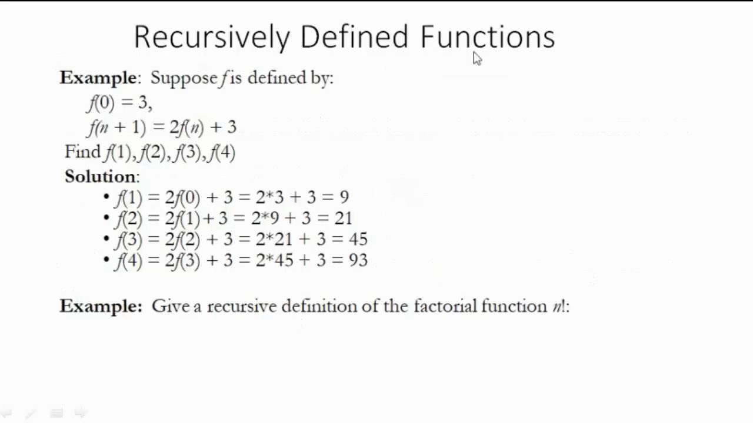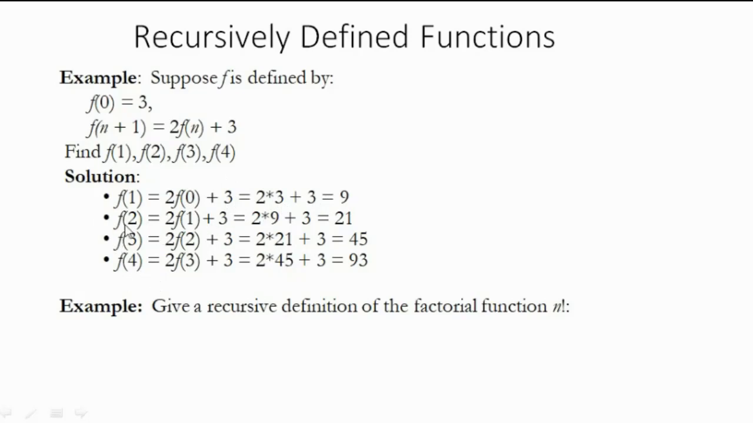Now recursively defined functions. Suppose f is defined by f(0) equal to 3 and f(n+1) equal to 2 into f(n) plus 3. Then find f(1), f(2), f(3), f(4). So f(1) is equal to 2 into f(0) plus 3. What is f(0)? It is 3. So substitute here: 2 into 3 plus 3 is equal to 9. Like that, you are supposed to do for f(2), f(3), f(4).